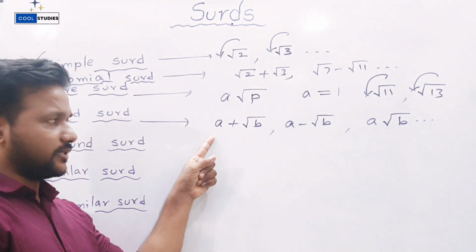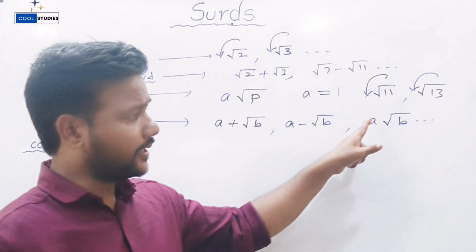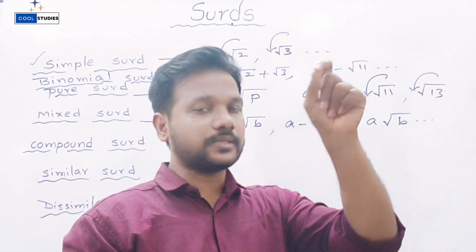A is a rational number. Root b is a surd.